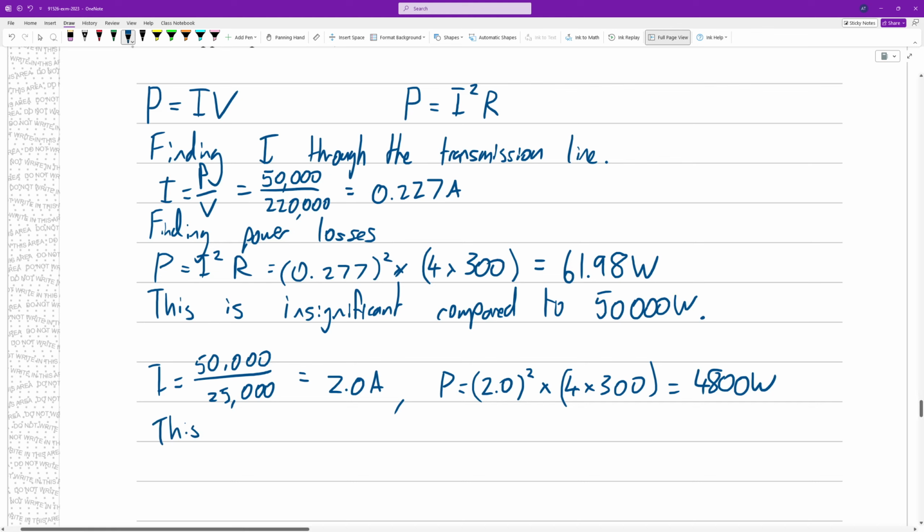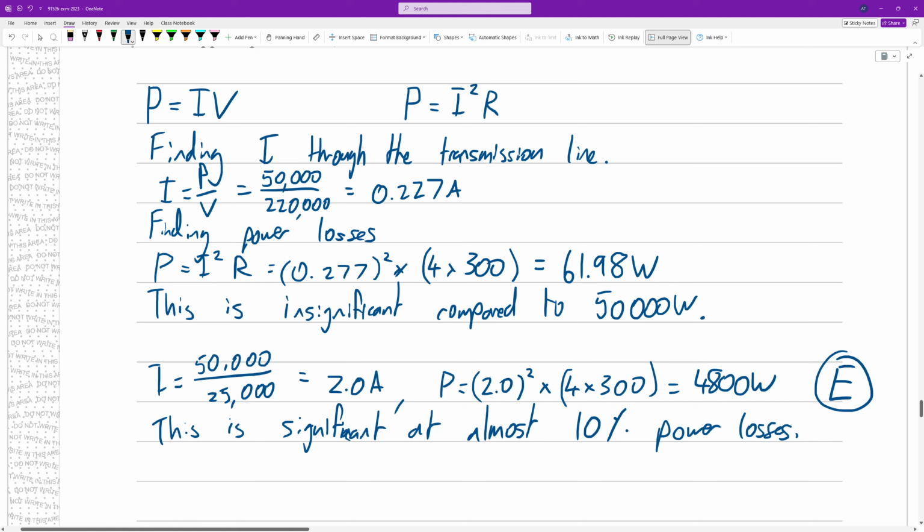This is significant, at almost 10% power loss. Whew. And that would be an excellence question.